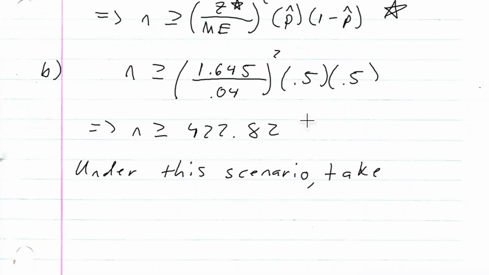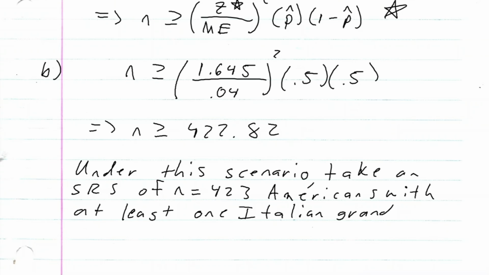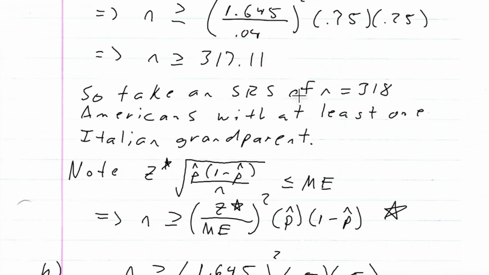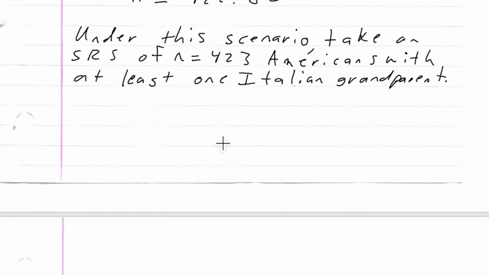All right, so under this scenario, take an SRS of n equal to 423 Americans with at least one Italian grandparent. And notice when we changed the sample proportion, our sample size had to get bigger. So that's what we want to write down.